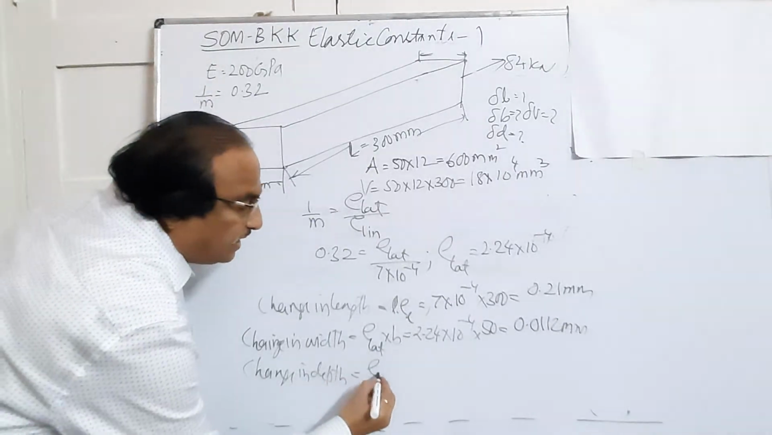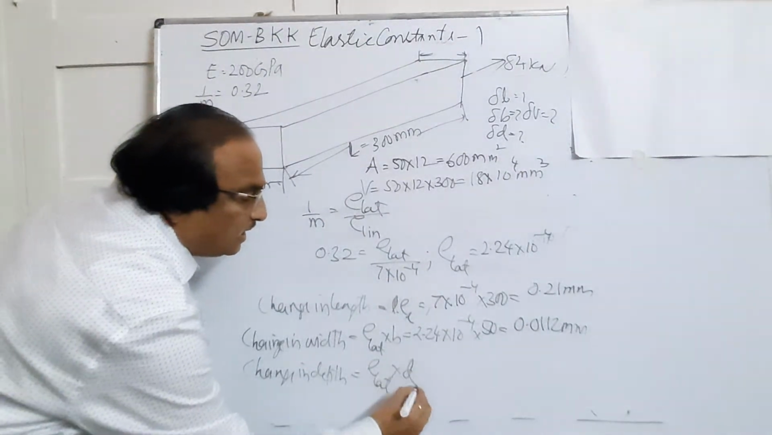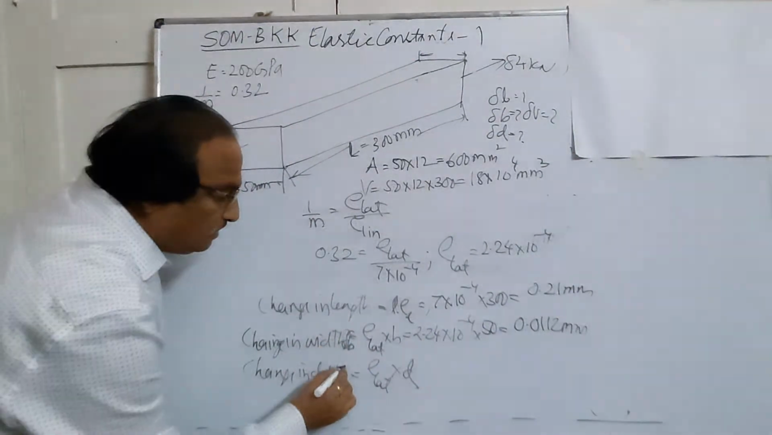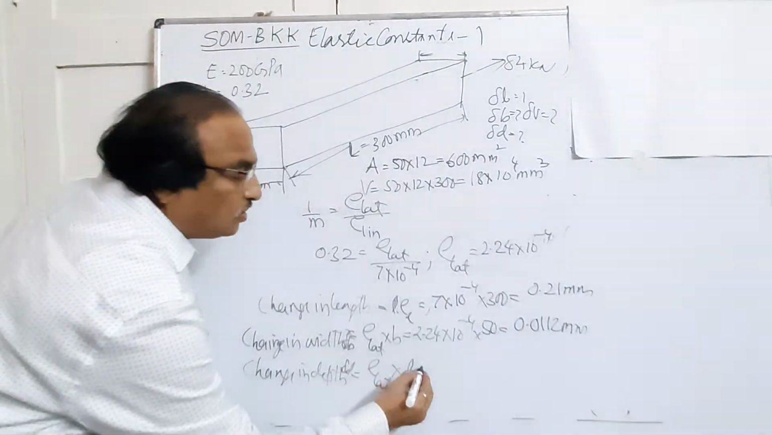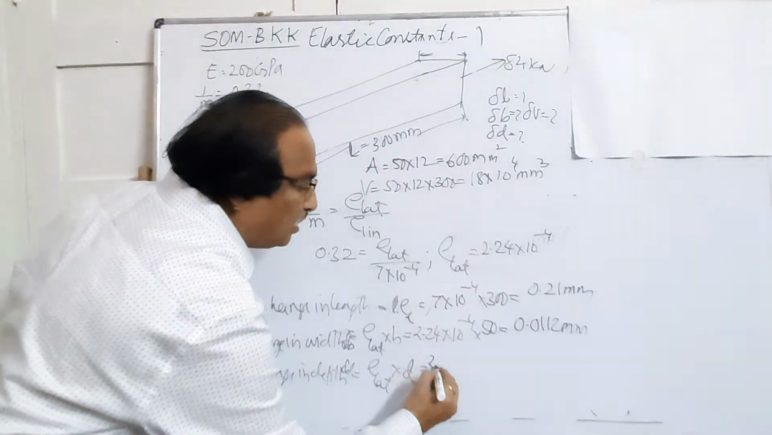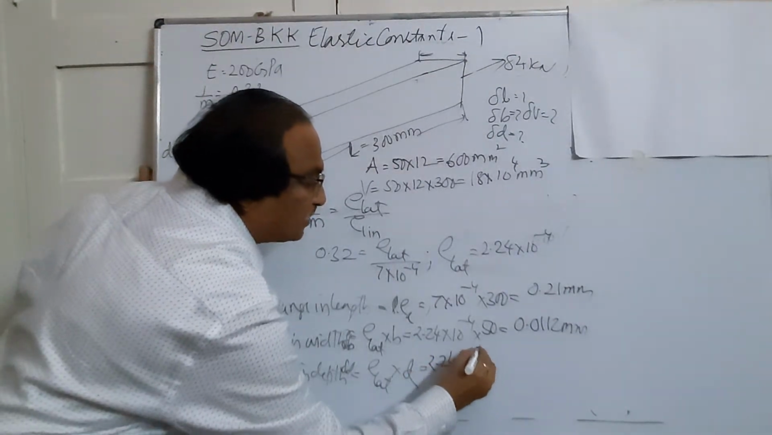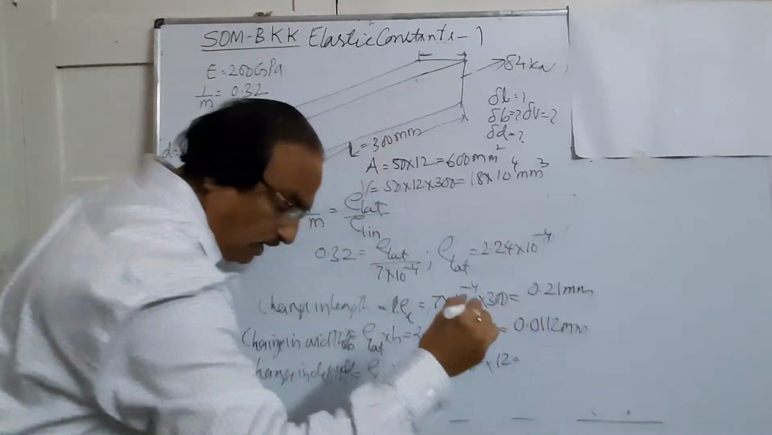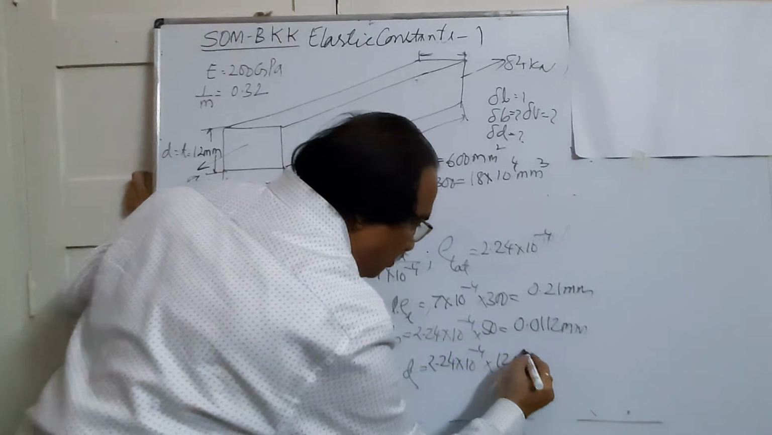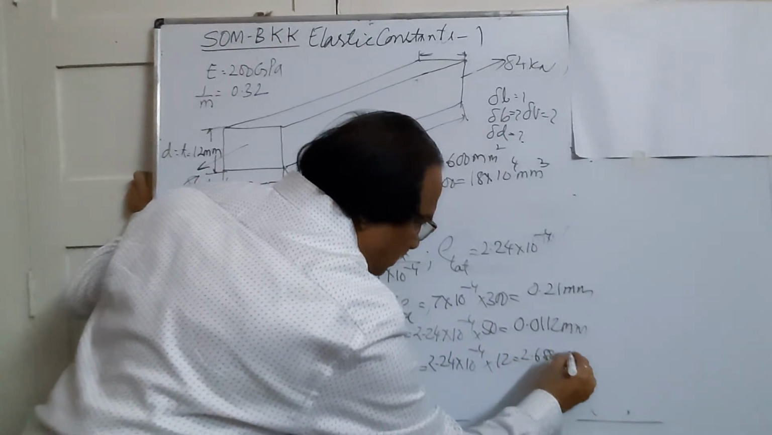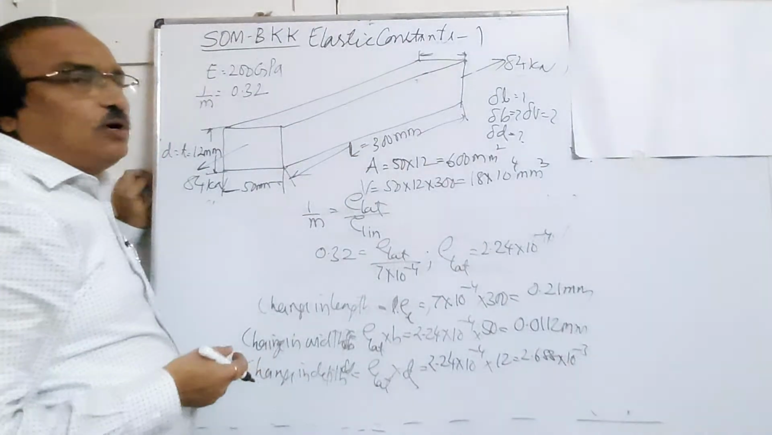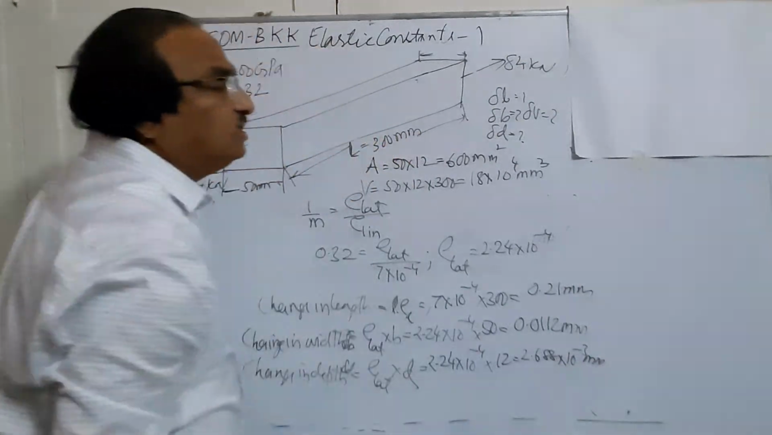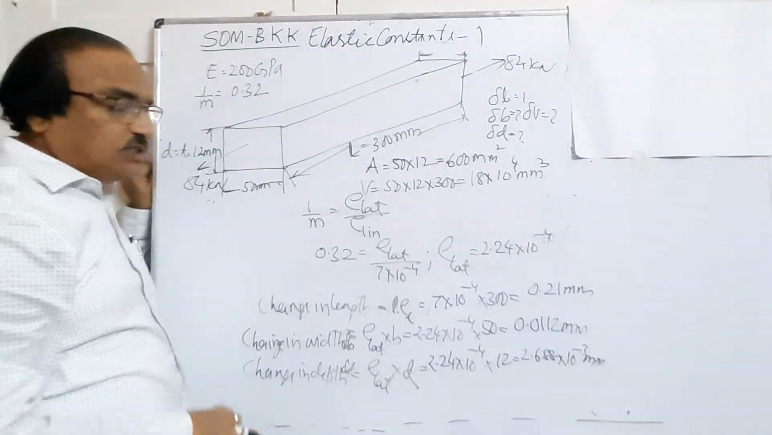Likewise, change in depth is equal to E lat into D. So this will be delta B and this will be delta D. So E lat into D is equal to 2.24 into 10 to the power of minus 4 into original depth, which is 12 mm. So into 12. So you get a value of 2.688 into 10 to the power of minus 3 or 0.002688 mm. So you got the change in the length, change in the width and change in the depth.